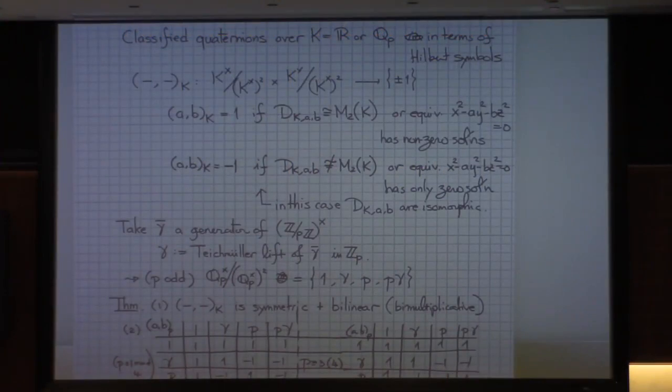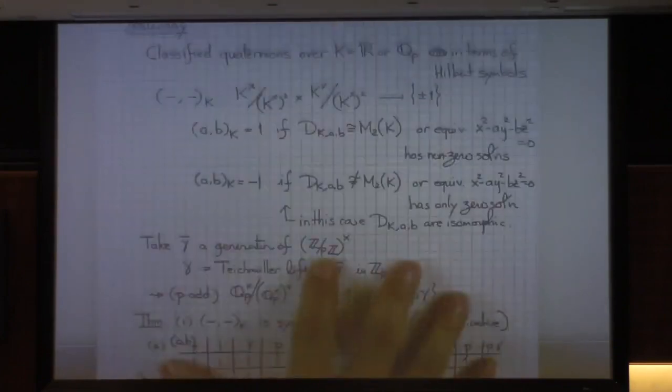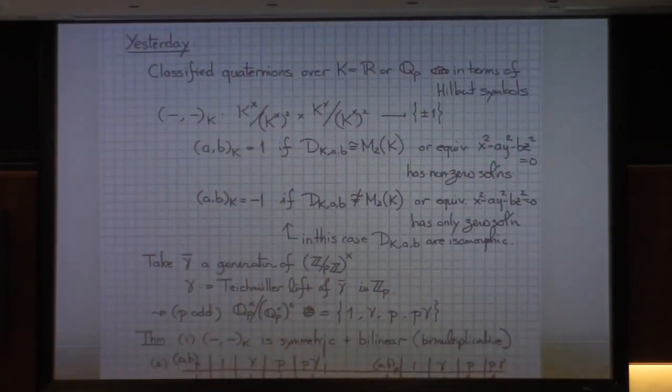Okay, so let's recap. Yesterday, what we did was that we classified quaternions over the reals and the p-adic numbers. These are called local fields, in terms of how we write the classification using Hilbert symbols. The Hilbert symbol is just a pairing between two arguments in k cross, but if they differ by a square, then it's the same value. So it is defined on the quotient of k cross by the squares.